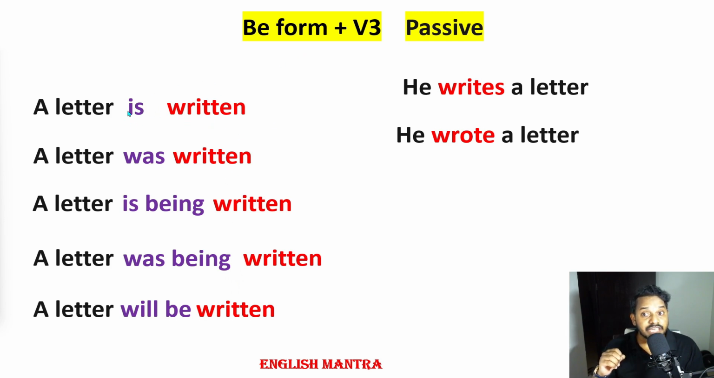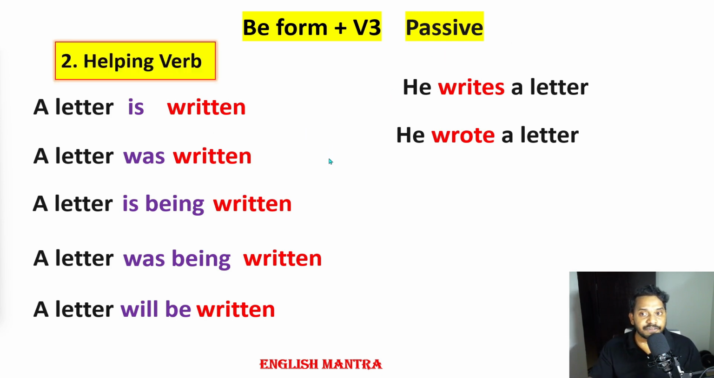Whenever we use be form plus verb in its past participle form, then we say that the sentence is in passive voice. Okay, and all these are helping verbs. See, if I say she is beautiful, here beautiful is not a verb, right? That's why we said that is the main verb. But here we have a verb, written, but still this verb is unable to indicate the tense.